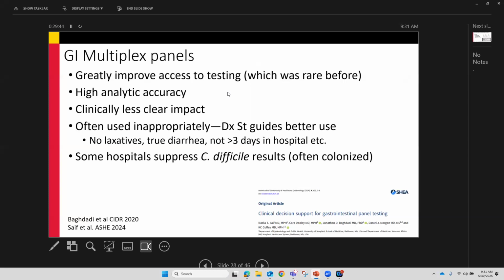And then the C. diff can be an issue because sometimes you're not wanting to order a C. diff test, but it's on the panel, so you get it regardless. So some places have actually blacked out the C. diff result and don't give that back, which I think there are a lot of good reasons for. But it's tricky, of course, because anytime you have a result that's not given to clinicians, people can second guess what happens, like Monday morning quarterbacking.